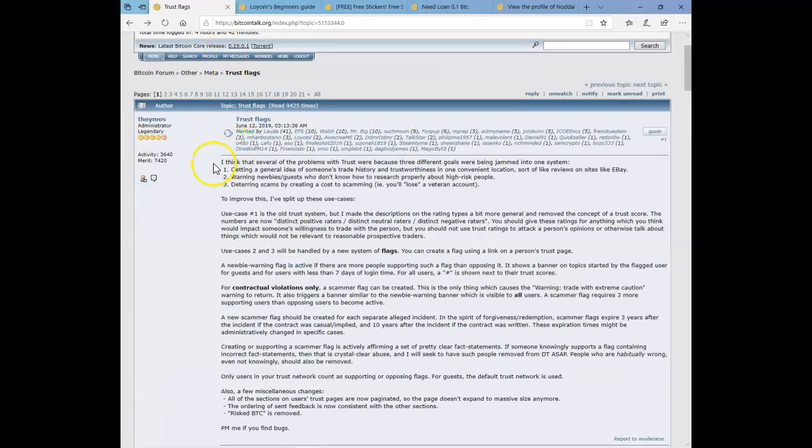The purpose of this system is discussed here by Thamos under the trust flag system, which was introduced in June. Feedback is the use case number one, and its main purpose is to assist people in understanding whether they would like to trade with somebody or not, or what they could expect if they're about to get involved with a trade with somebody based on past experience other users have had.